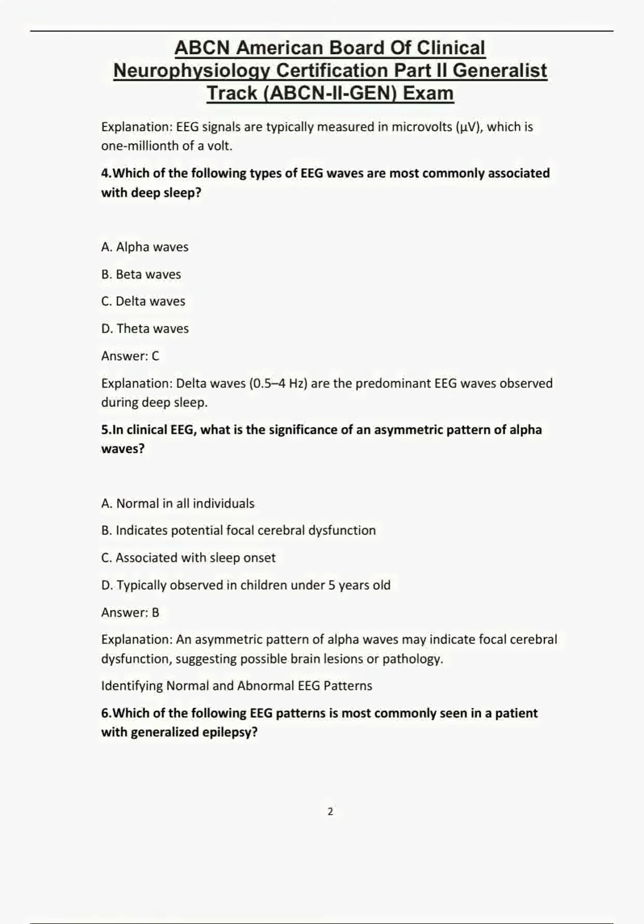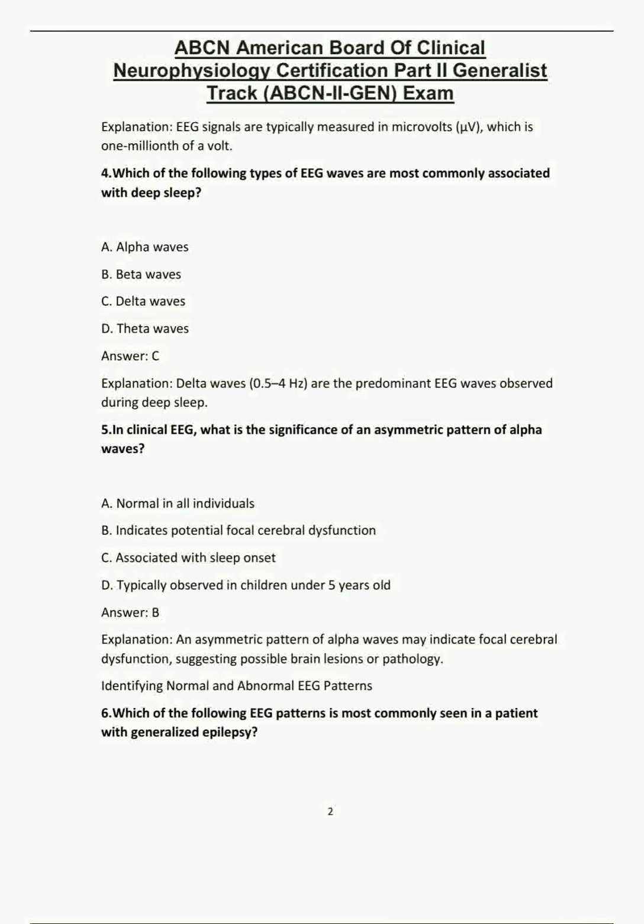ABCN2Gen Exam 2. Explanation: EEG signals are typically measured in microvolts (µV), which is 1/1,000,000th of a volt. 4. Which of the following types of EEG waves are most commonly associated with deep sleep? A. Alpha waves. B. Beta waves. C. Delta waves. D. Theta waves. Answer C. Explanation: delta waves, 0.5 to 4 Hz, are the predominant EEG waves observed during deep sleep.